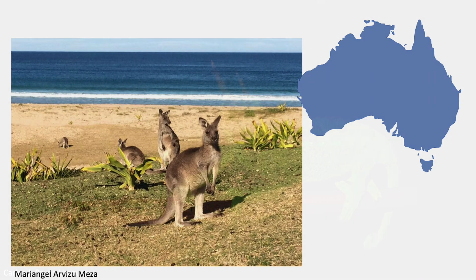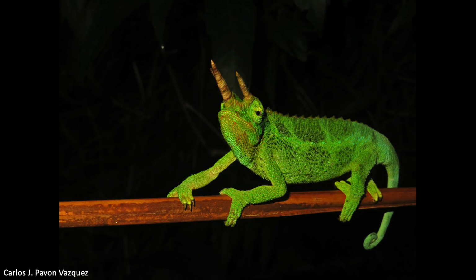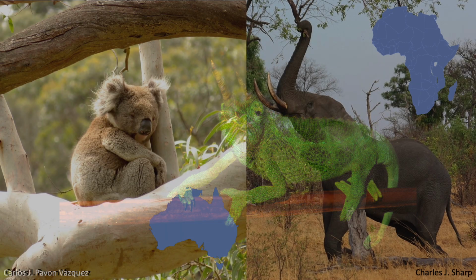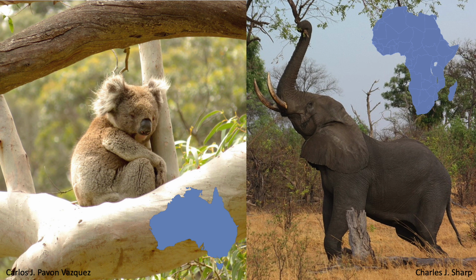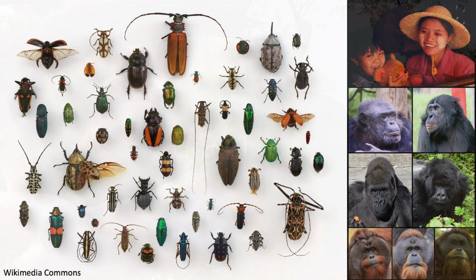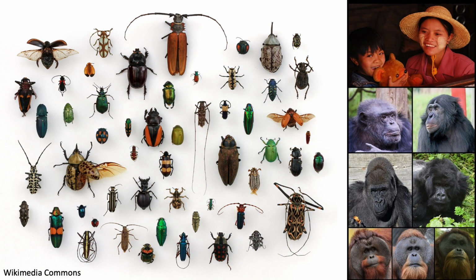So it's natural to ask, why do animals look the way they do? Like, why does this chameleon have those weird googly eyes and the horns? Or why do animals live where they do? Why are koalas only found in Australia, while African elephants are only found in Africa? You may also be wondering why some groups are more diverse than others. For example, we only have a handful of great apes, including us, but there's thousands and thousands of beetles.